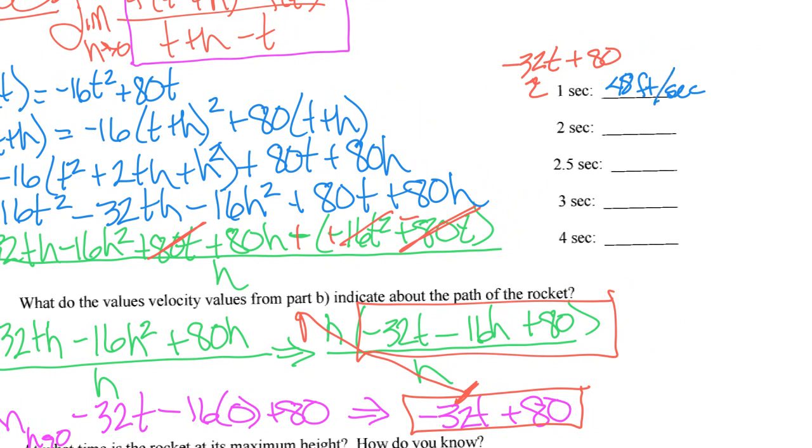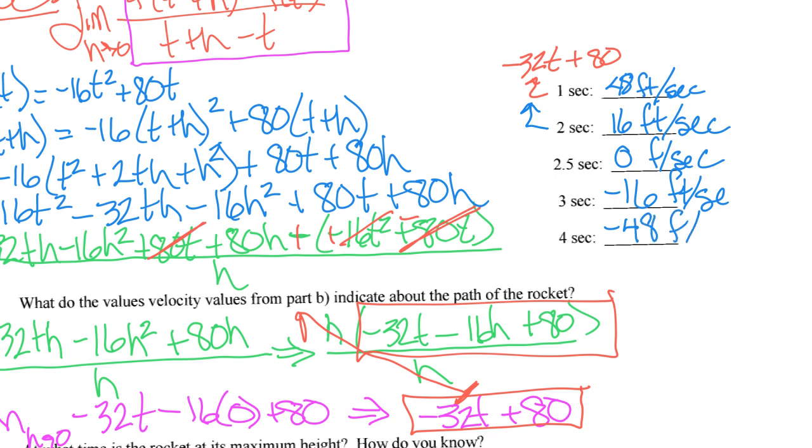Feet per second, okay. Then plugging in 2, and so on. So negative 32 times 2 is a negative 64 plus 80 is 16 feet per second. Plugging in 2.5, we end up with 0 feet per second. Plugging in 3 seconds, we're going to get negative 16. And plugging in 4 seconds, we get negative 48 feet per second. So we can see the path of this rocket.